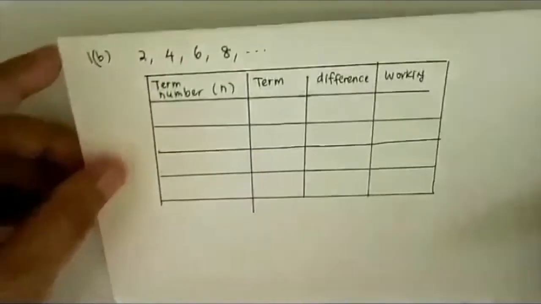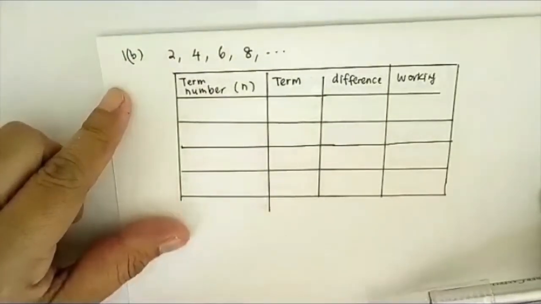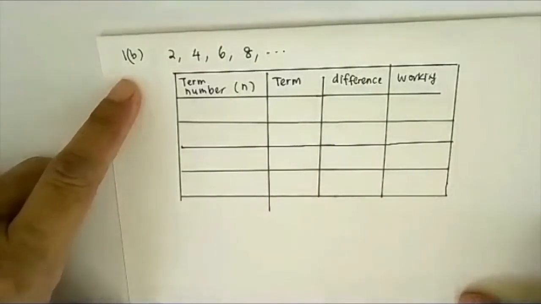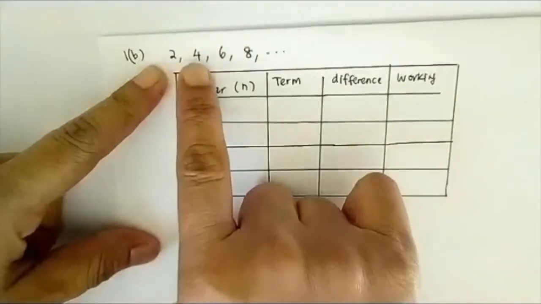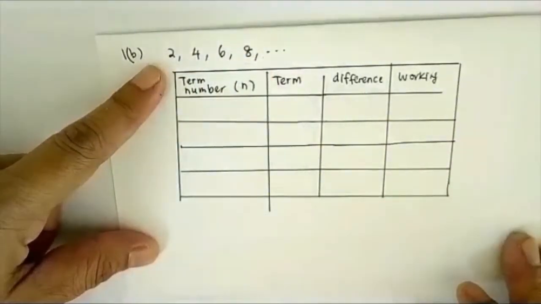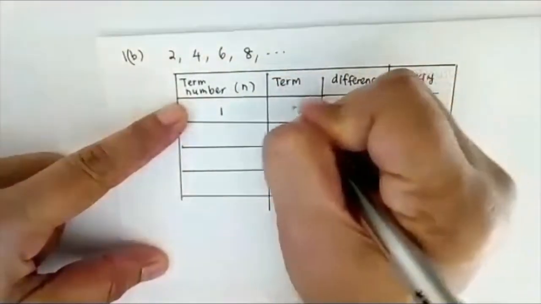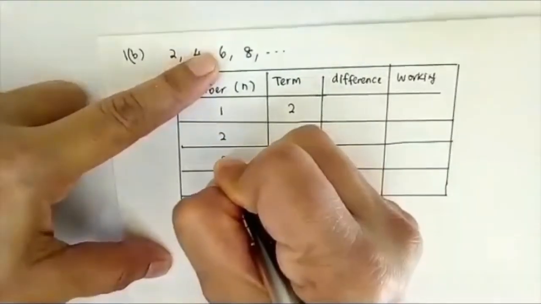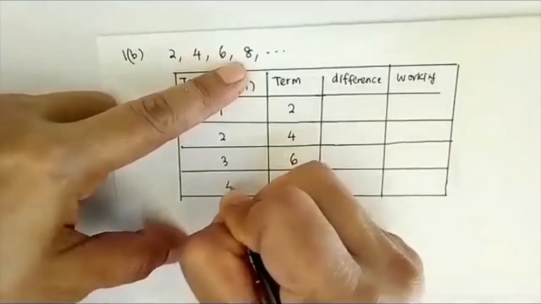Okay, next we go to question number 1b. Given the sequence is 2, 4, 6, 8. Term number 1 is 2. Term number 2 is 4. Term number 3 is 6. Term number 4 is 8.